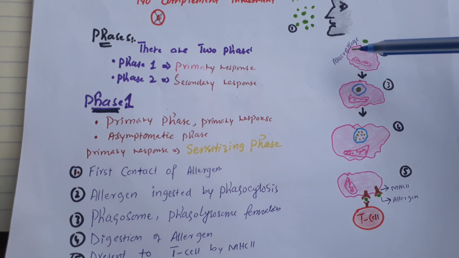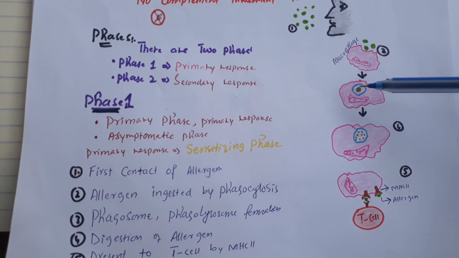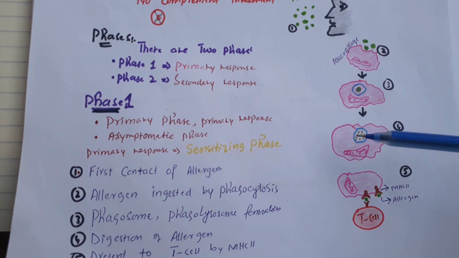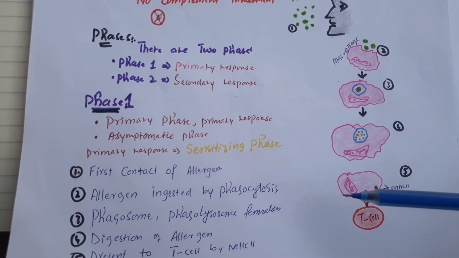I will explain in the next video what the antigen presenting cells are. It takes up this allergen and forms a phagosome, then a lysosome comes, and that is called a phagolysosome. This phagolysosome digests the allergen, and the allergen is converted into small particles, epitopes. Then MHC2 molecules bind with these epitopes, small particles of the allergen, and are expressed on the surface of the macrophage or antigen presenting cell. This is the MHC2 molecule.